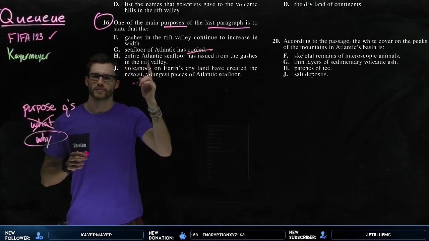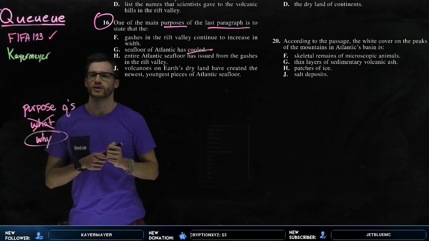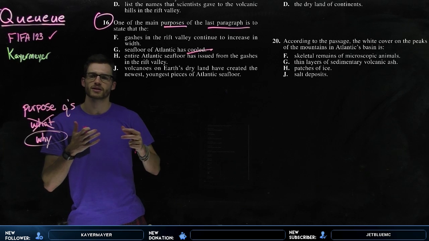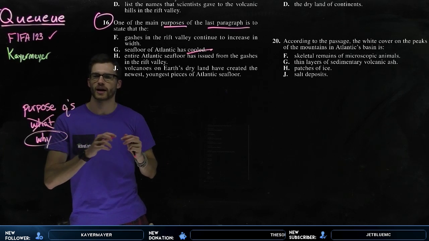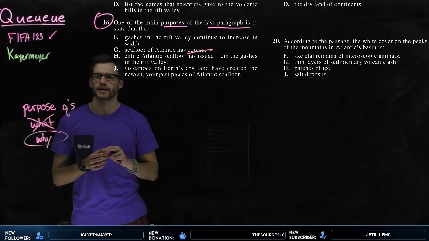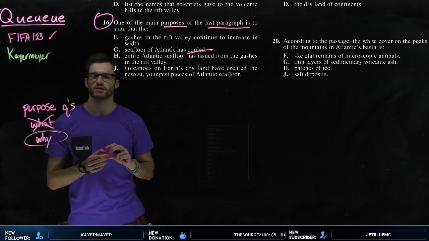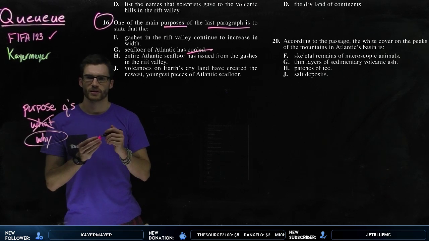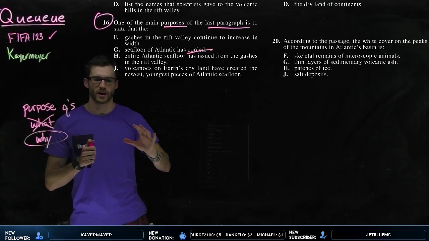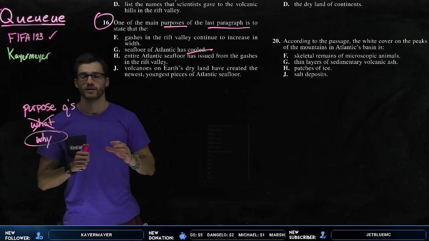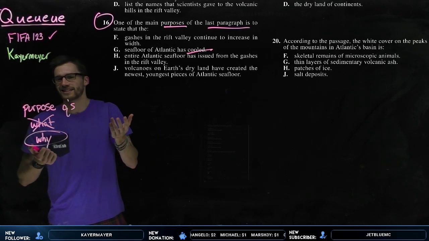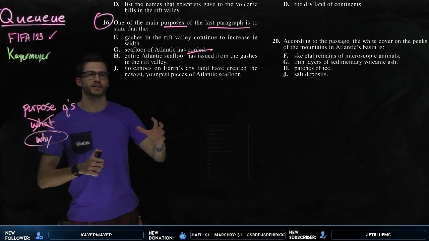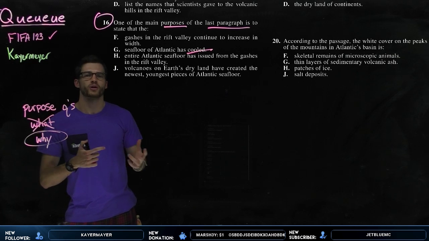Gashes in the Rift Valley, I'm going back to F. Gashes in the Rift Valley continue to increase in width. No, again, we don't really care. This is a bigger idea than G, but I still don't like it. I'll leave it for now. H. The entire Atlantic seafloor has issued from the gashes in the Rift Valley. I like this one because in the paragraph itself, I like H because this is the last paragraph, and they're explaining the origin of the seafloor.